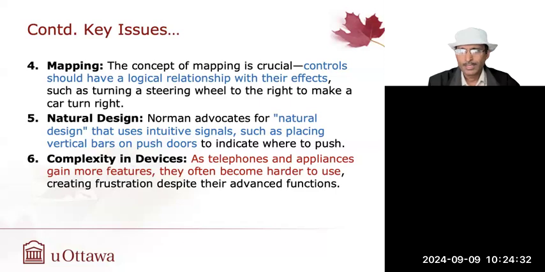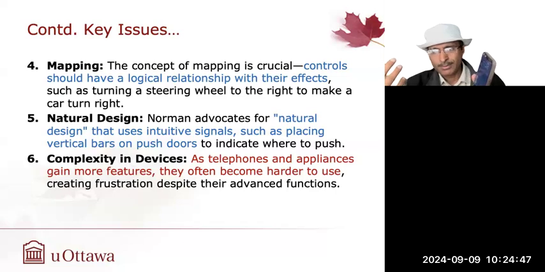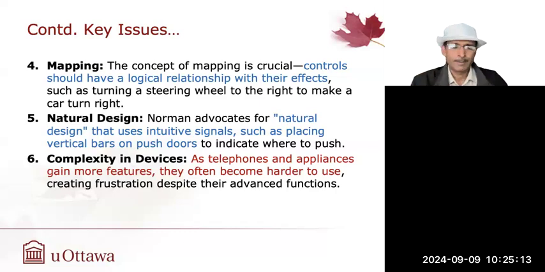Complexity in devices. Telephones and appliances gain more features, they become harder to use. So every telephone now, meaning every smartphone, is becoming complex, and different companies, Samsung, iPhone, and other companies also, are designing in their own way. So people are confused because all companies should have similar kinds of buttons and features at least. This is Norman's advocacy, and he is thinking that when we are trying to make it modern, sophisticated, we are making stuff difficult.